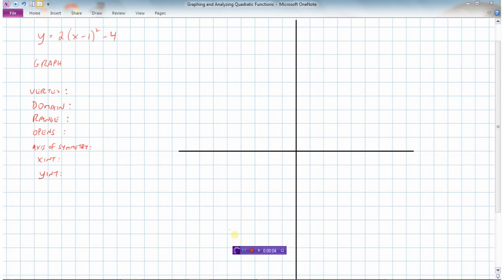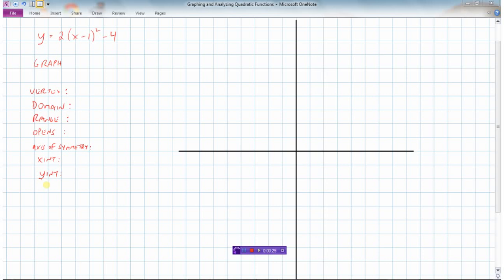All right, let's say we've got this quadratic function, y equals 2(x minus 1) squared minus 4. Let's say we're expected to graph this function and find the vertex, the domain, the range, the direction that it opens, so either up or down, the equation of the axis of symmetry, and the x-intercept and the y-intercept.